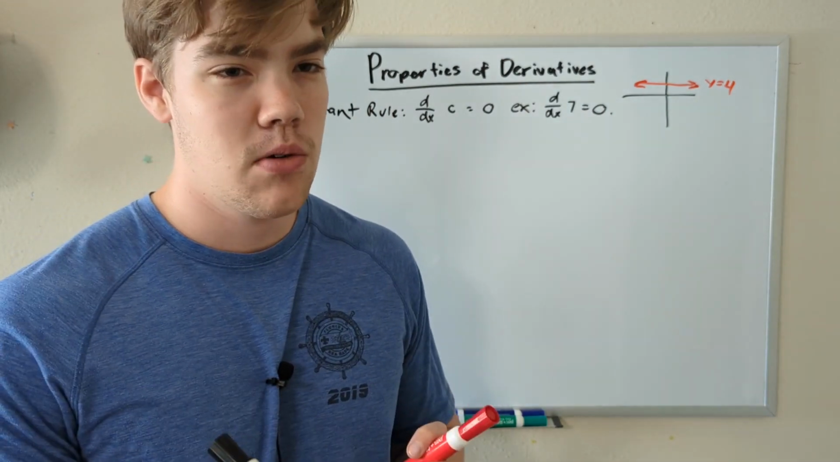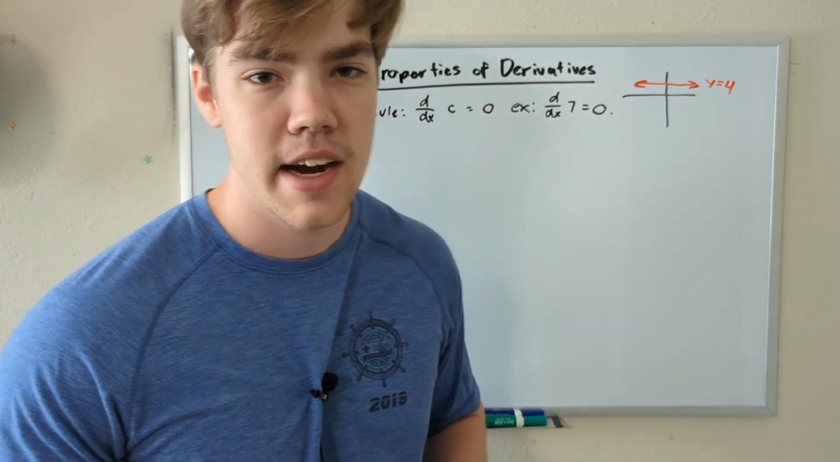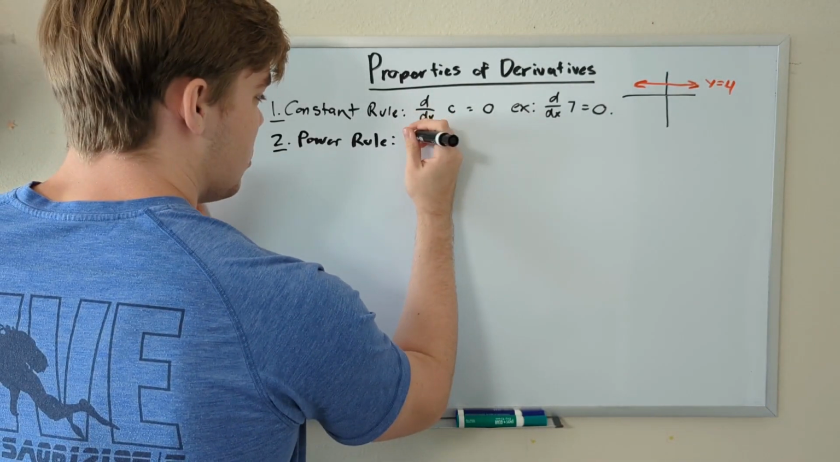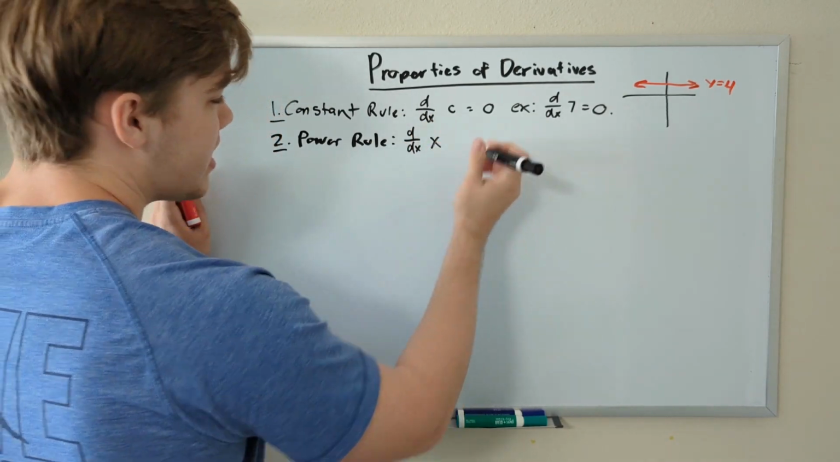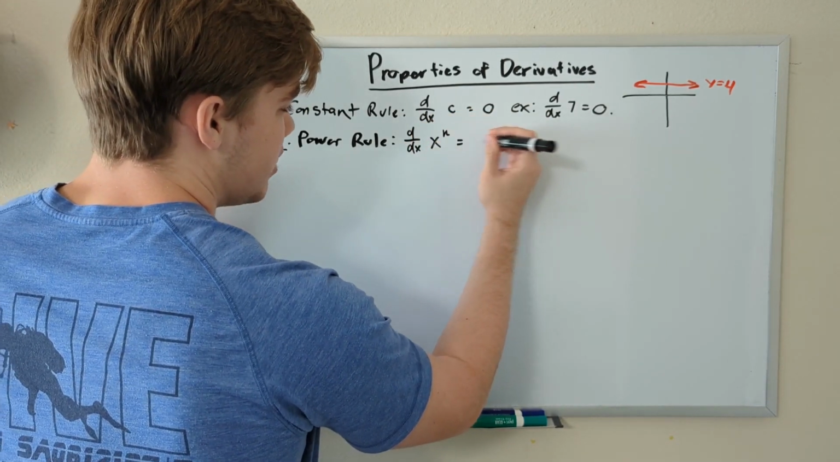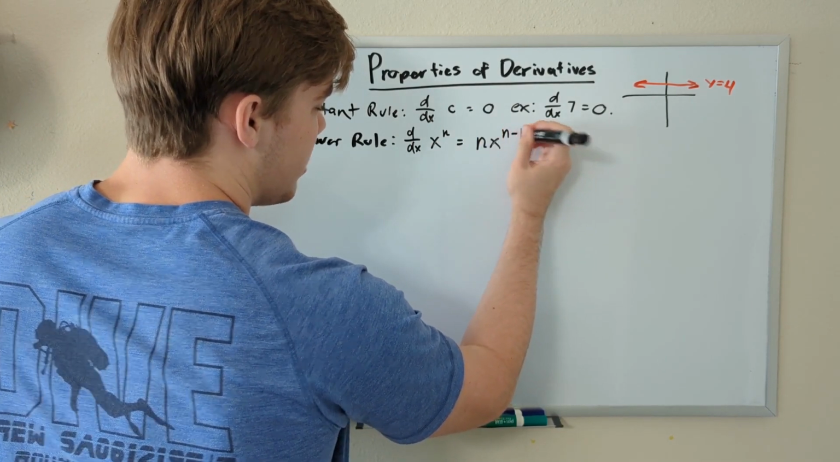Next up, we got the power rule, and this is one of the rules that will have their own video, and that video will be linked up in the top right. The power rule is as follows. The derivative d over dx of some variable, we'll use x, to a power n is equal to n times x to the n minus 1 power.